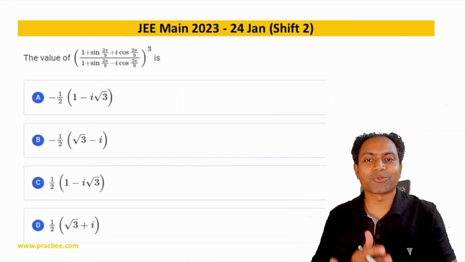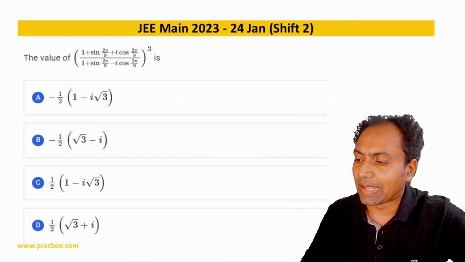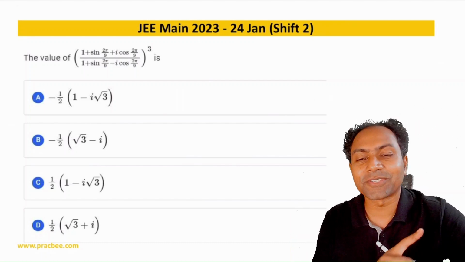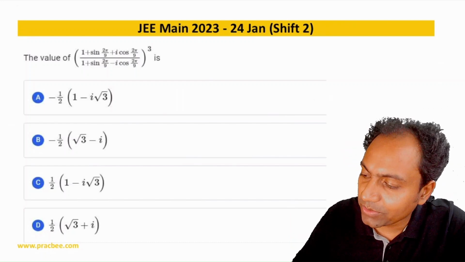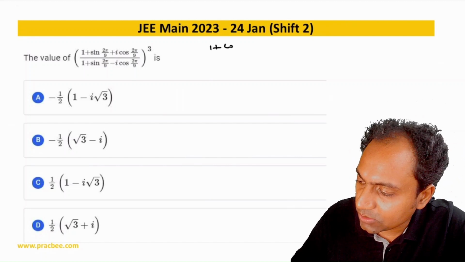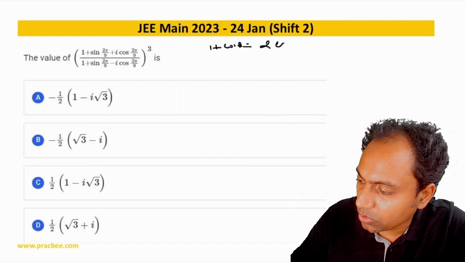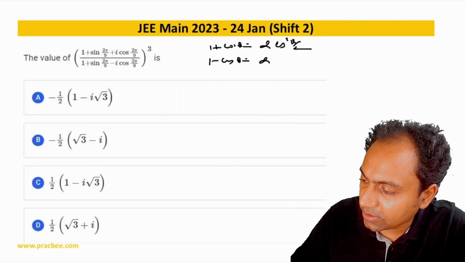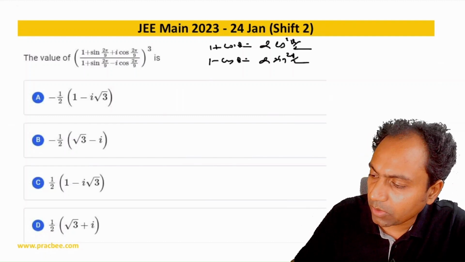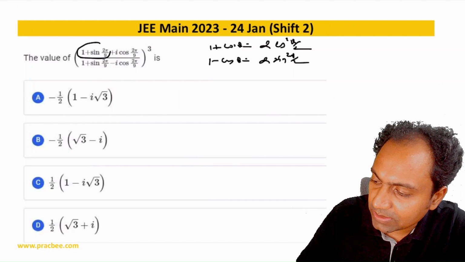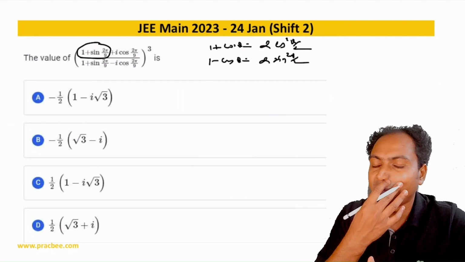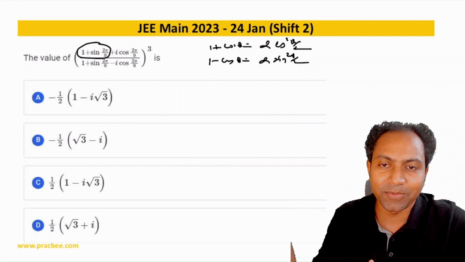Now let us look into the next question that also came on the same idea. Here there is a minor simplification that we are going to do, and I will also tell you a shortcut that works on all such questions. What we know is the formula 1 plus cos theta is 2 cos square theta by 2, and 1 minus cos theta is 2 sin square theta by 2. The problem here is that instead we have 1 plus sin theta. So we are going to convert sin theta into cos theta by applying that cos theta is sin of pi by 2 minus theta.